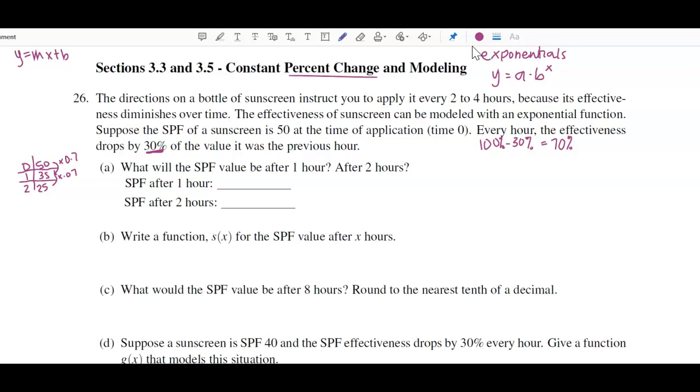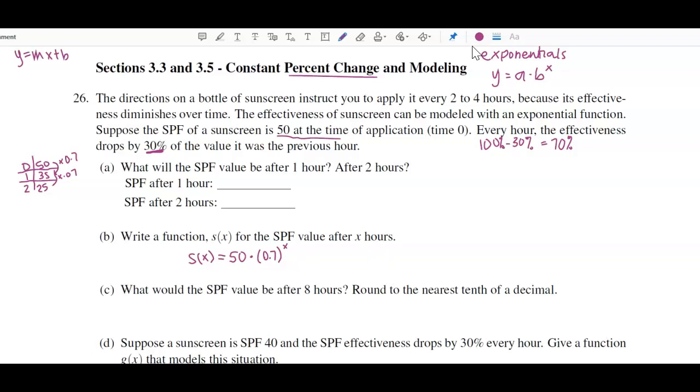So using this up here, in place of y, we're going to put our S of x, where x is the number of hours. Our start amount was 50, the time of application, so we have 50 times our percent change, which is what we put in place of our b, which we said was 70%, so let's put 0.7, all to the x power. So there we have our equation.